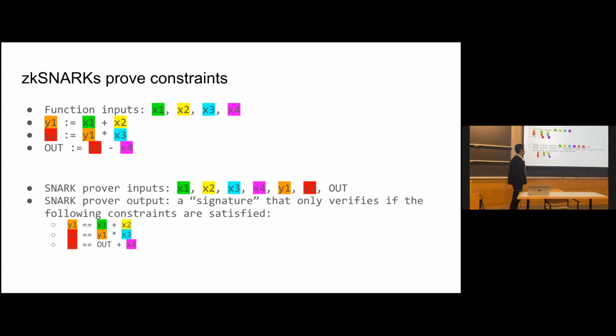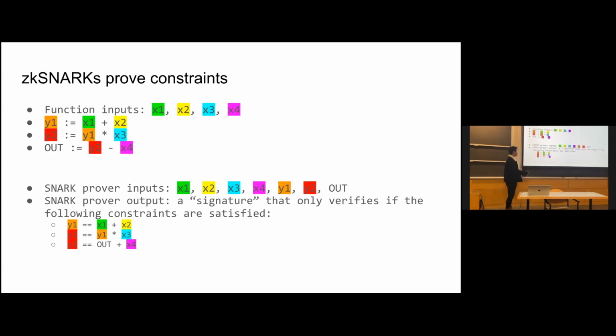So the idea here is that the SNARK is not going to understand this notion necessarily of running the calculation backwards or forwards. The SNARK basically is just a proof of satisfaction of some constraints. So what the SNARK machinery is going to see is 7 variables: x1, x2, x3, x4, y1, y2, and out.